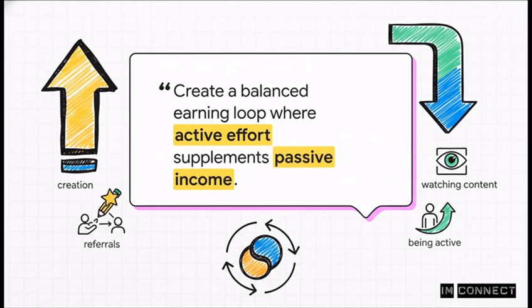And this quote right here, it just nails the entire strategy. The whole goal is to find a balance, to create this loop where your active efforts, like creating content or referring friends, are boosted by this steady stream of passive income from watching and just spending time. It's just a smarter way to do things. It's sustainable.